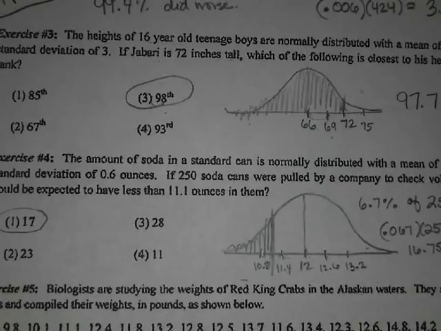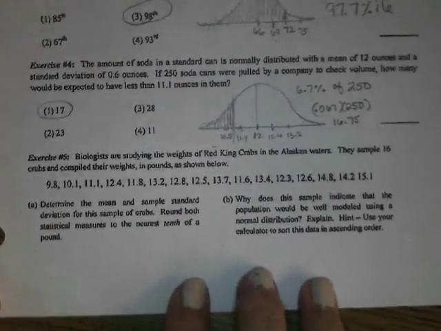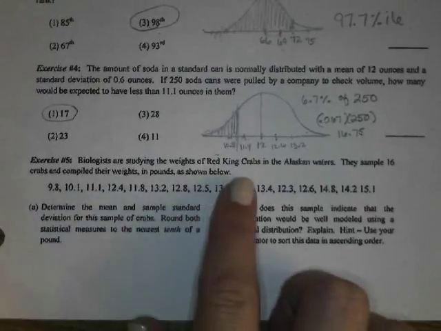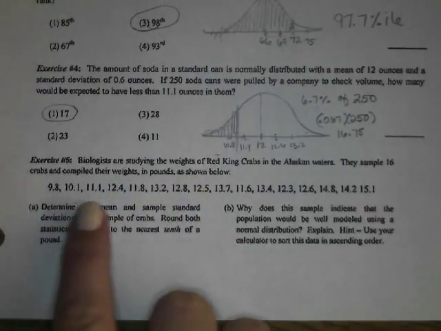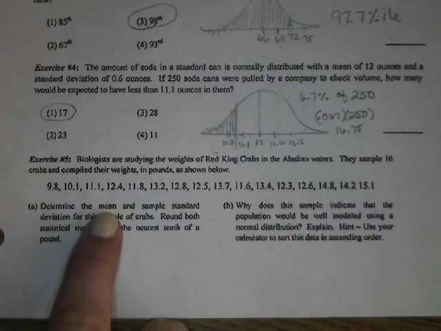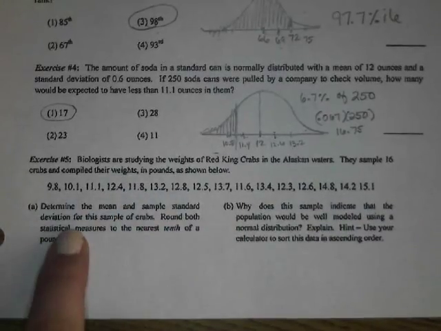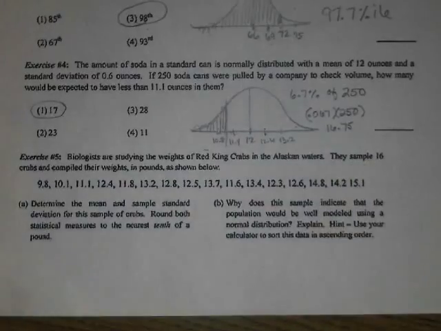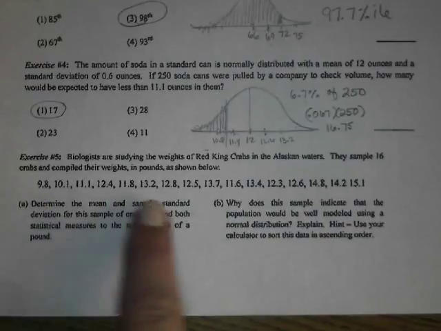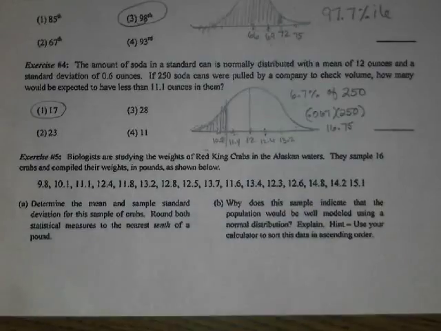Exercise 5. Biologists are studying the weights of crabs. They sample 16. You're asked to find the mean and the sample standard deviation, okay? Enter all that data into your calculator. Jacob, did you enter all that data into your calculator? I need you to enter that and then run your statistics.